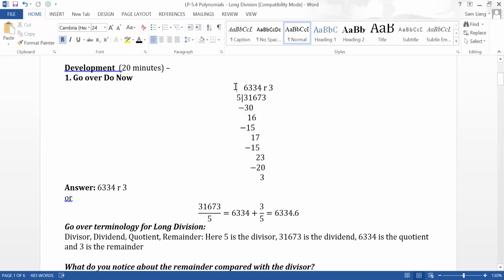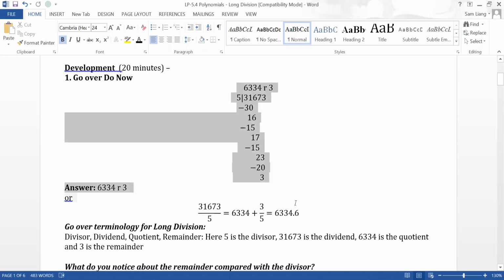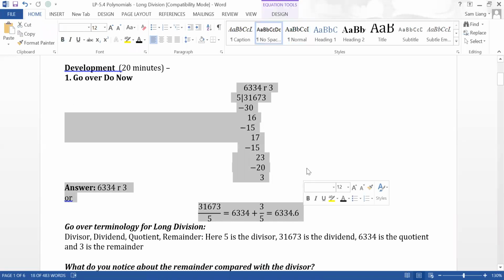All right, we have volunteers to go through this long division. All right, we'll go to, oh, sorry. So I'll take Salu's hand first, and then we'll go to Sam for the next one.